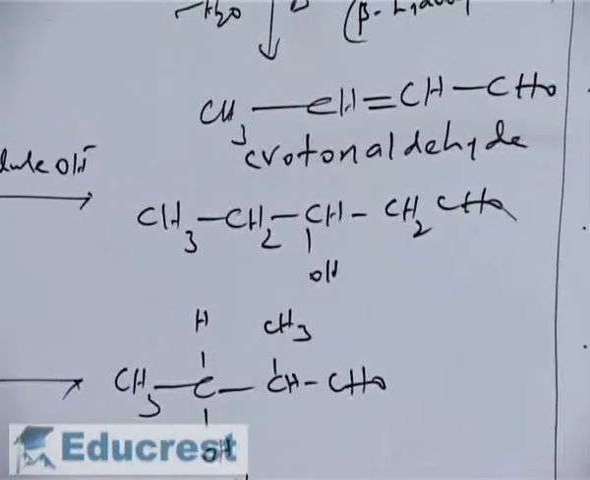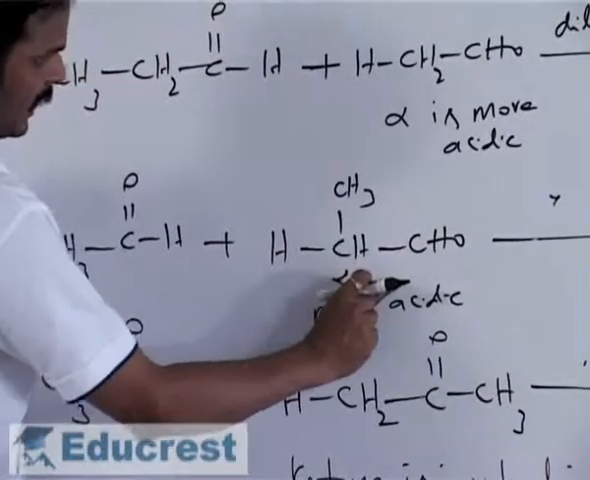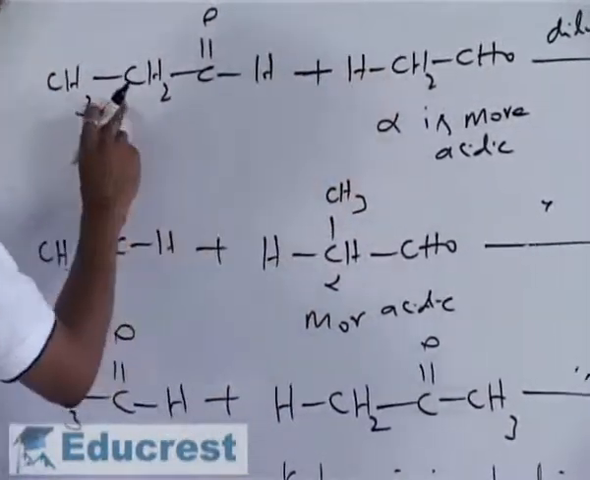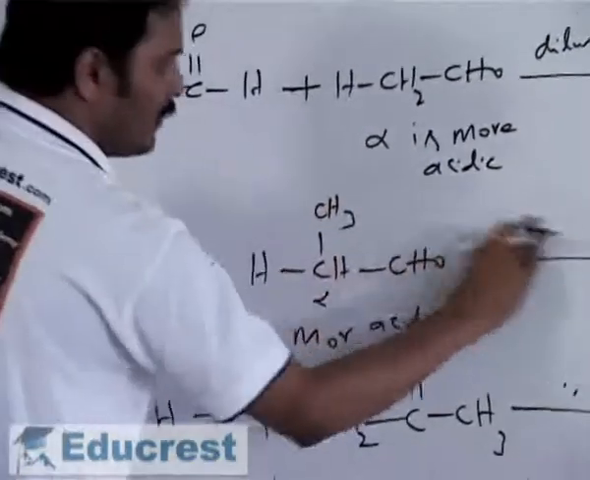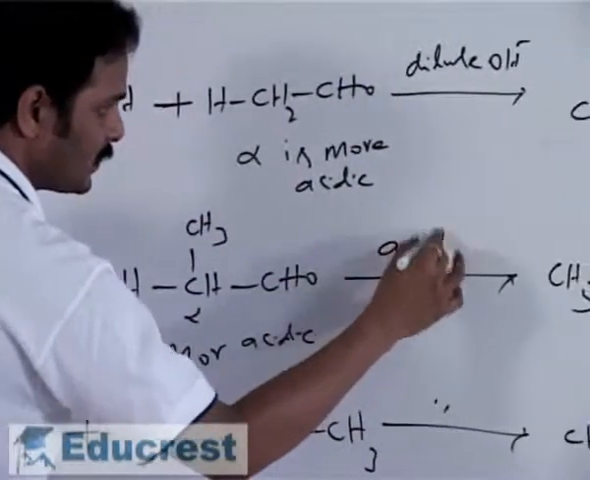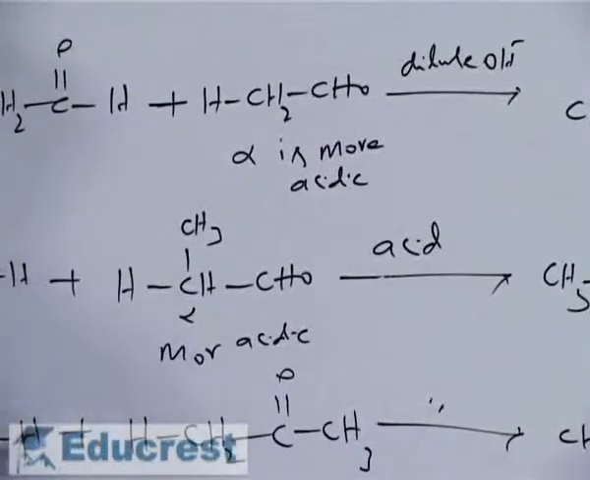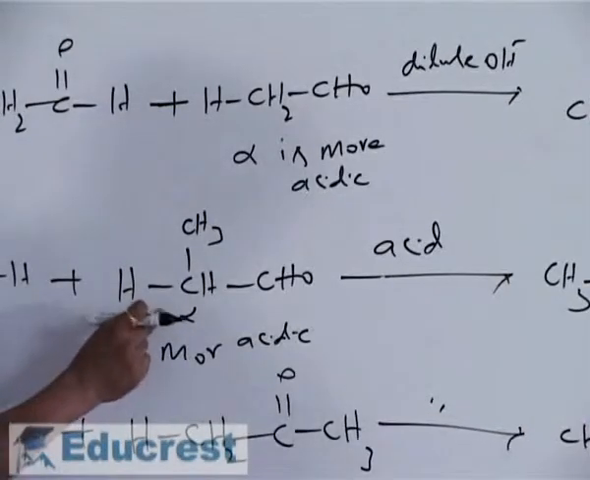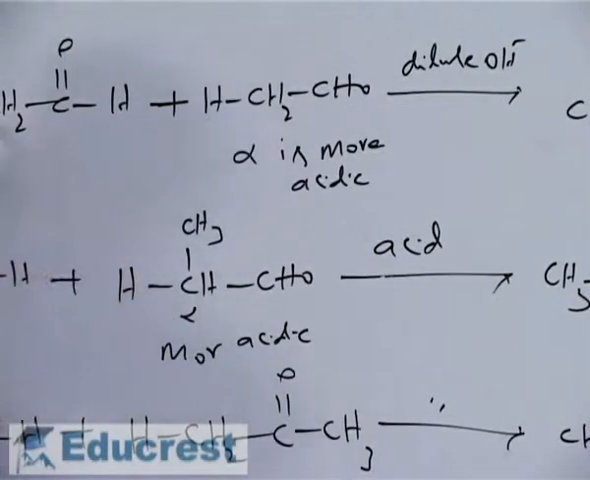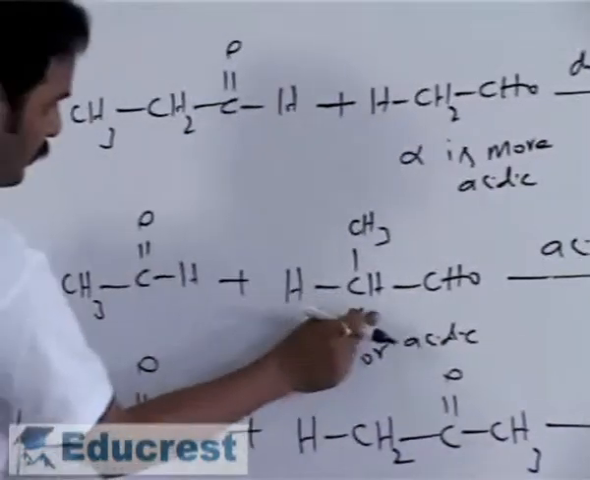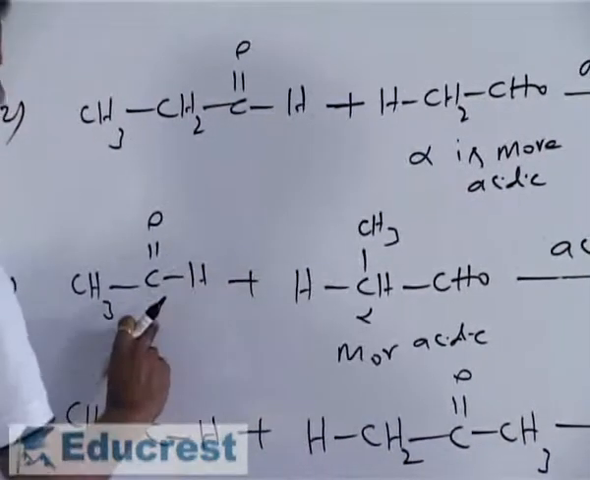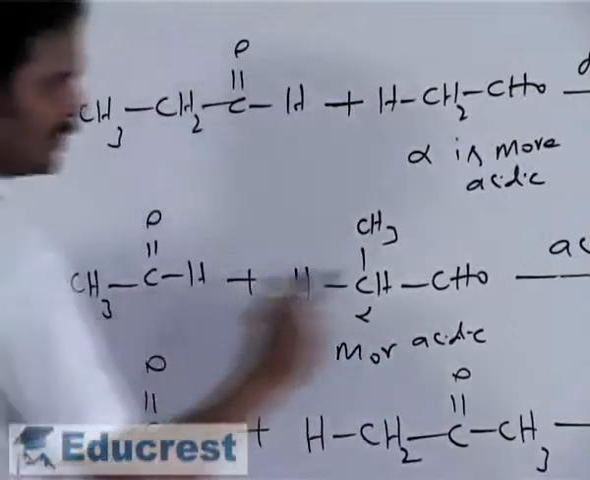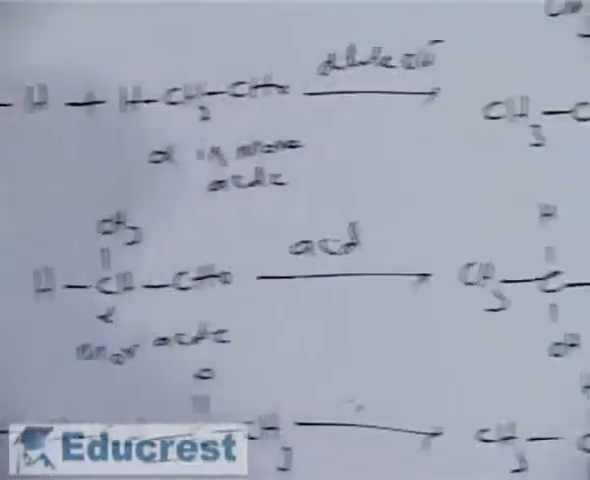Now CH3CHO, this is acetaldehyde, this is again propanaldehyde. Now in presence of an acid, this hydrogen is more acidic. Between these two condensation takes place, and that aldol condensation gives rise to this compound.